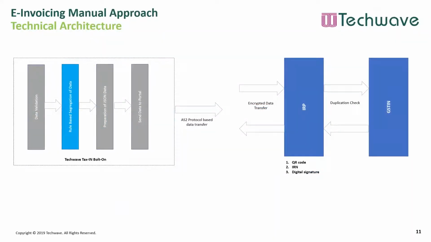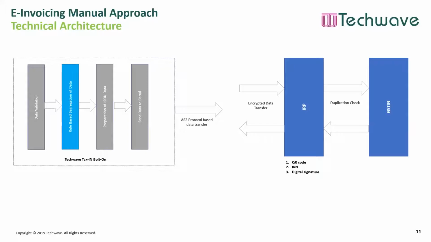Now this is a more detailed flow of the solution, the bolt-on which we have built. It has four components. One is data validation. Data validation is when you are generating an invoice, the bolt-on solution validates that all the master data required by the IRN is available. If there is any other transactional data which is required by the government, or is to be made mandatory, all those kinds of data validations are done by our bolt-on solution.